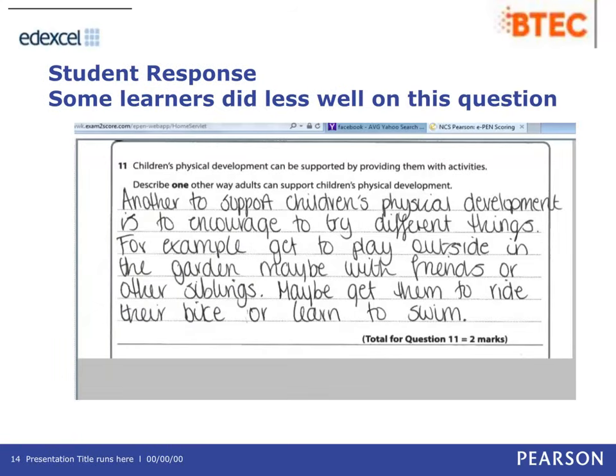This response has been awarded a total of 1 mark. Although the learner has correctly identified providing opportunities for the child to be outdoors, they have not extended their response to clarify how being outdoors will help support an aspect of their physical development, for example, to provide vitamin D for bone strength.